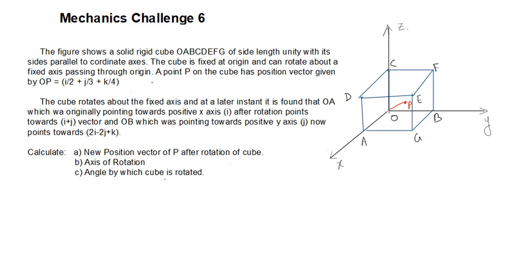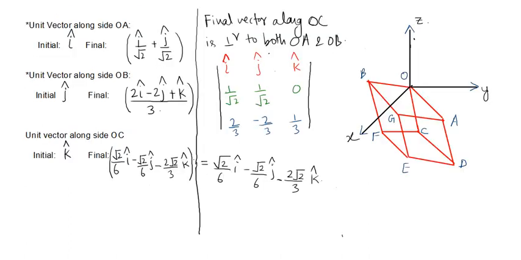So we have to calculate the new position vector of point P after rotation, the axis of rotation, and the angle by which the cube has rotated. The first part we solved in the previous video. Now in this video we'll solve the remaining two parts. As you can see, all this calculation I did in my previous video.